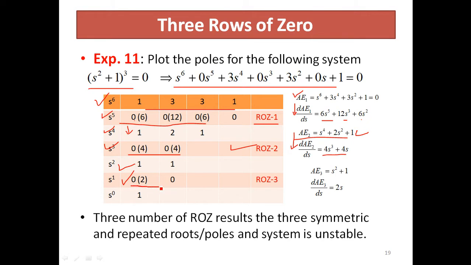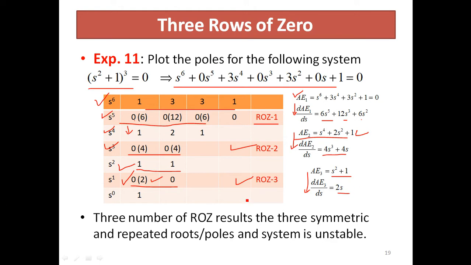Again ROZ is appearing. All elements of the row are 0. So this is ROZ 3. Determine the auxiliary equation s square plus 1. So s square plus 1. Take the derivative of this third auxiliary equation with respect to s. 2s would be there. Replace 0 by the coefficient of the derivative of auxiliary equation number 3. 0 replaced by 2.